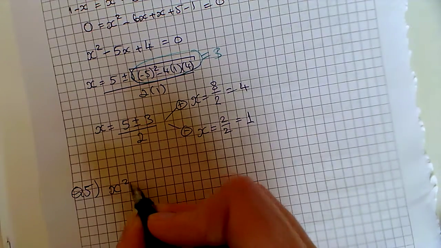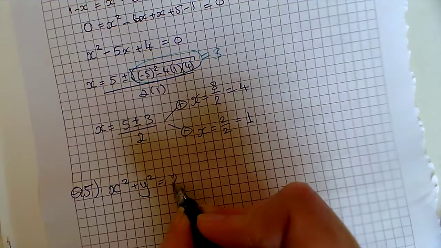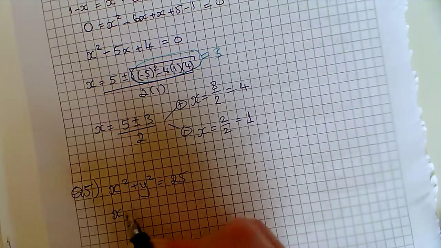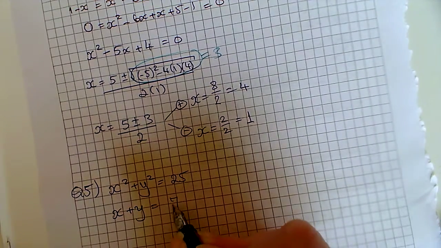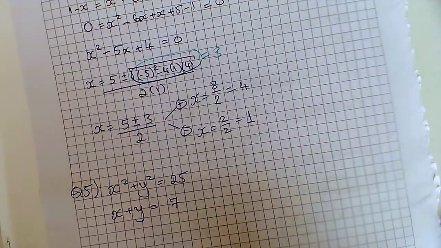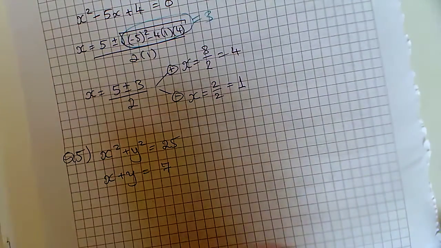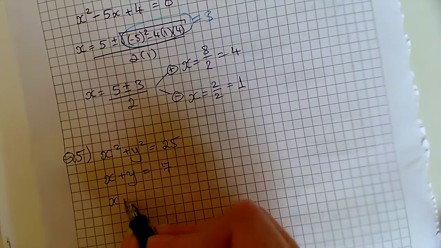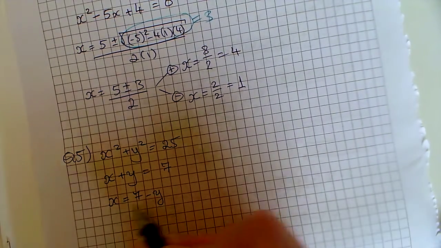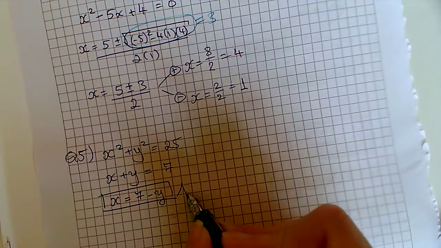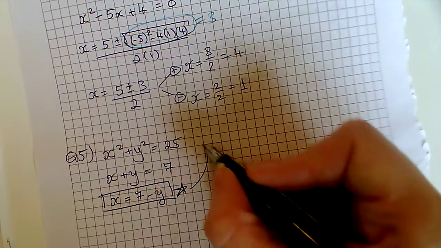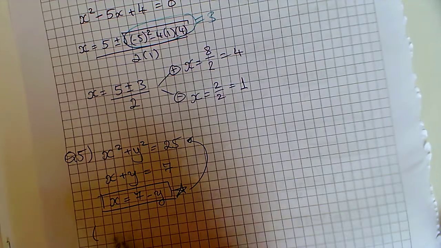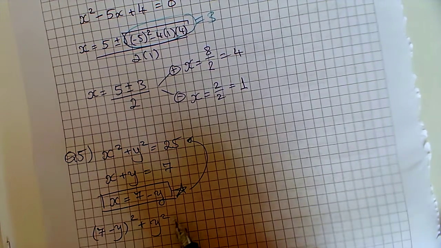We've got a circle, x squared plus y squared equals 25, and a line, x plus y equals 7. And this time it doesn't matter which one I isolate, it's exactly the same amount of work. So x is equal to 7 minus y. That's my star equation. And I substitute into the curve. Instead of x, I now have 7 minus y, all squared, plus y squared.